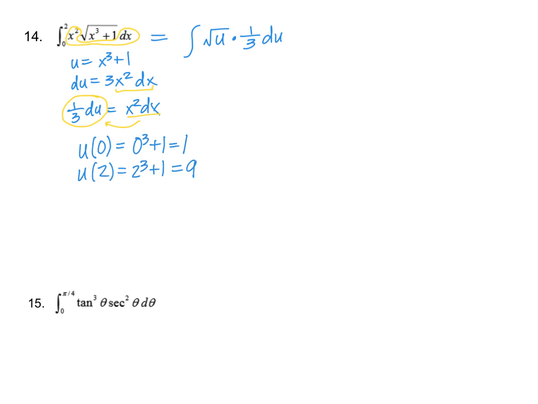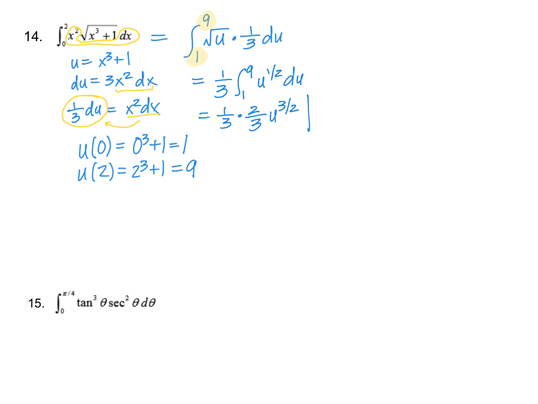So the lower limit of 0 becomes 1, and the upper limit of 2 becomes 9. So this is 1 and 9. So it is very important for you to remember that we must replace the upper and lower limits of integration with u values, with corresponding u values. All right, so now we have 1/3 the integral from 1 to 9 of u to the 1/2 du. All right, the antiderivative of u to the 1/2 is 2/3 u to the 3/2.